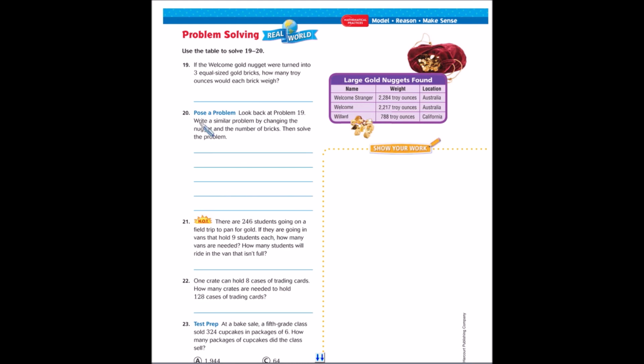If you look, it's one real-world problem, and you're going to use the table to solve problems 19 and 20, and then there's other questions that relate to division. You're going to be modeling and making sense of division.